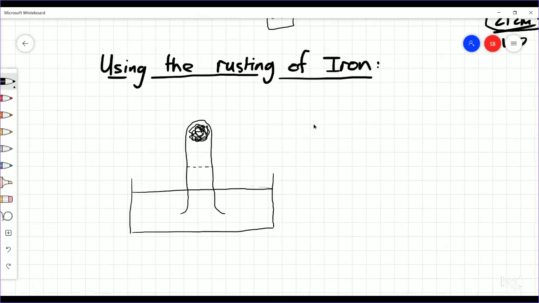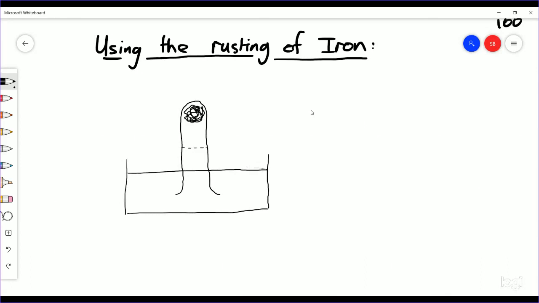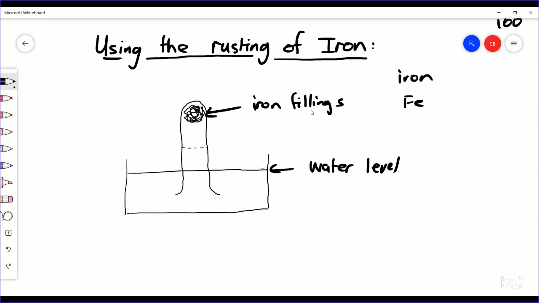Let's go back and have a look at another experiment where we use the rusting of iron to determine the percentage of oxygen in air. What we've got here is a trough full of water. This is the original water level over here, and we've got an upside down boiling tube, and over here we've got some steel wool, or as they say in many textbooks, iron filings. We know that iron, Fe, reacts with oxygen to produce iron oxide. In this section of the boiling tube, we have air, and we know that air has oxygen inside of it.